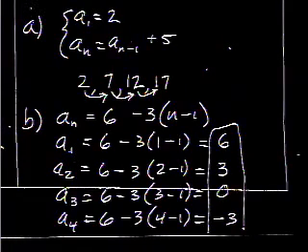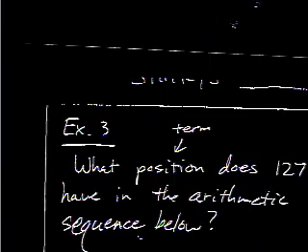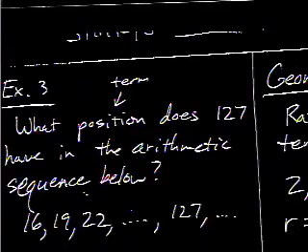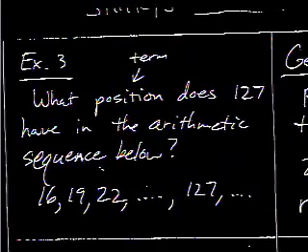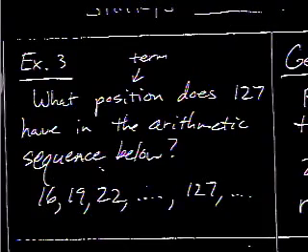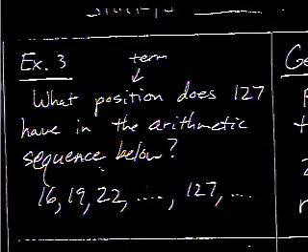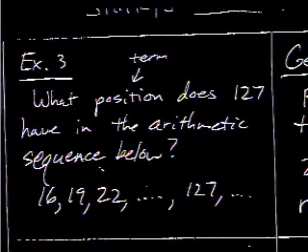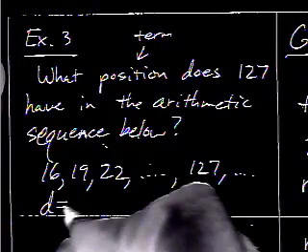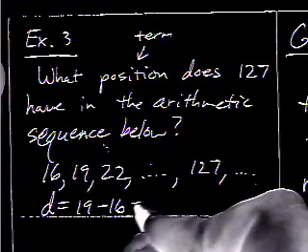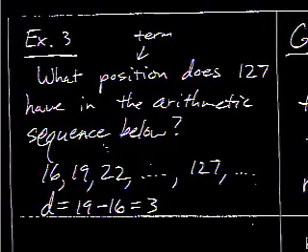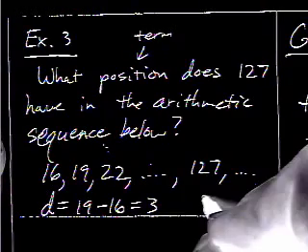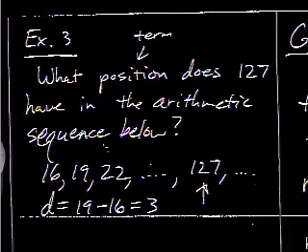Okay, example 3 in the book's kind of interesting. I like that one. What position or term does 127 have in the arithmetic sequence below? We start with 16, 19, 22. Clearly, we can see that the constant difference between terms is positive 3. It's going up by 3, but we don't know which term this one is.